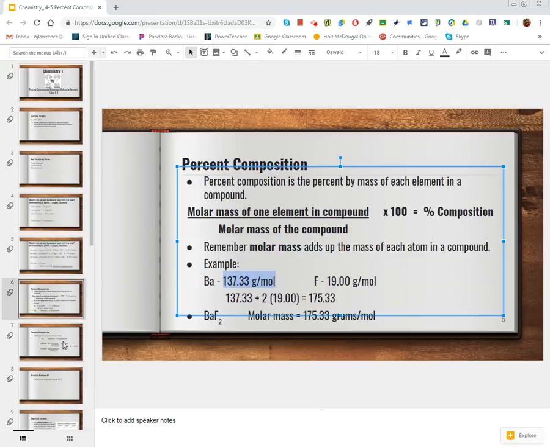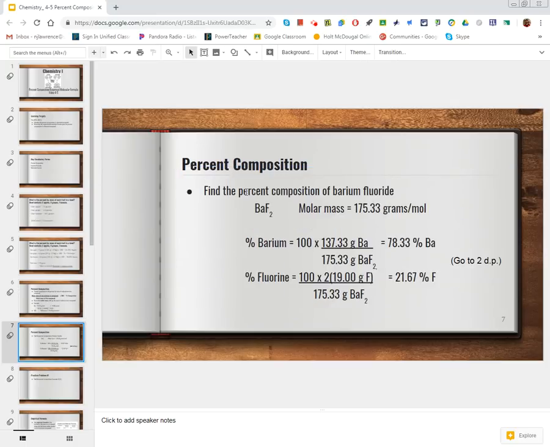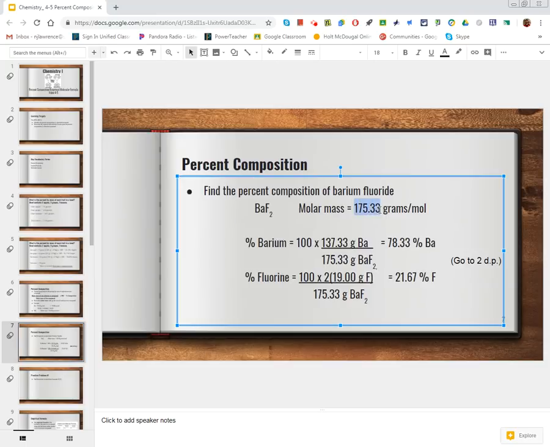So again, here's a practice problem. Find the percent composition of barium fluoride. Well, barium fluoride, the first thing you want to do is calculate the total mass of the compound, or the total molar mass, which I just showed you on the previous screen, is 175.33 grams per mole. And then to do my equation, I just take the individual mass of each element, divide by the total mass, and then times it by 100 to give me the percent.